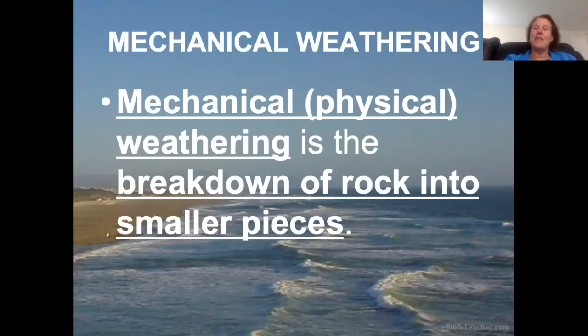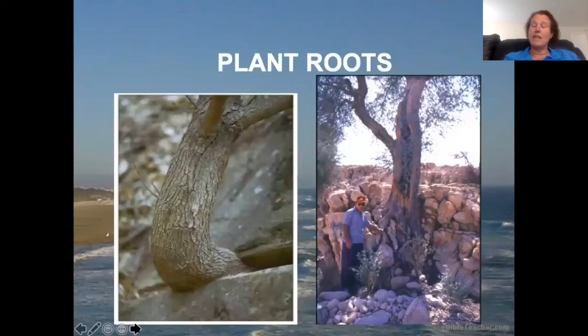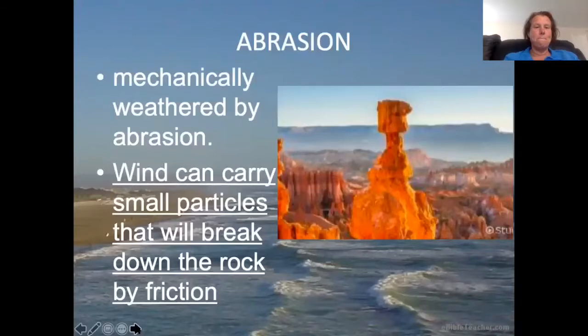Okay, next is mechanical weathering. This is physical weathering, like when friction will cause rocks to break down. If you see little cracks in rocks, sometimes water gets in there and then it freezes, and when water freezes, it expands, and that can cause weathering of the rock. Plants can grow into the rock and slowly cause abrasion and cause it to break apart into smaller pieces.